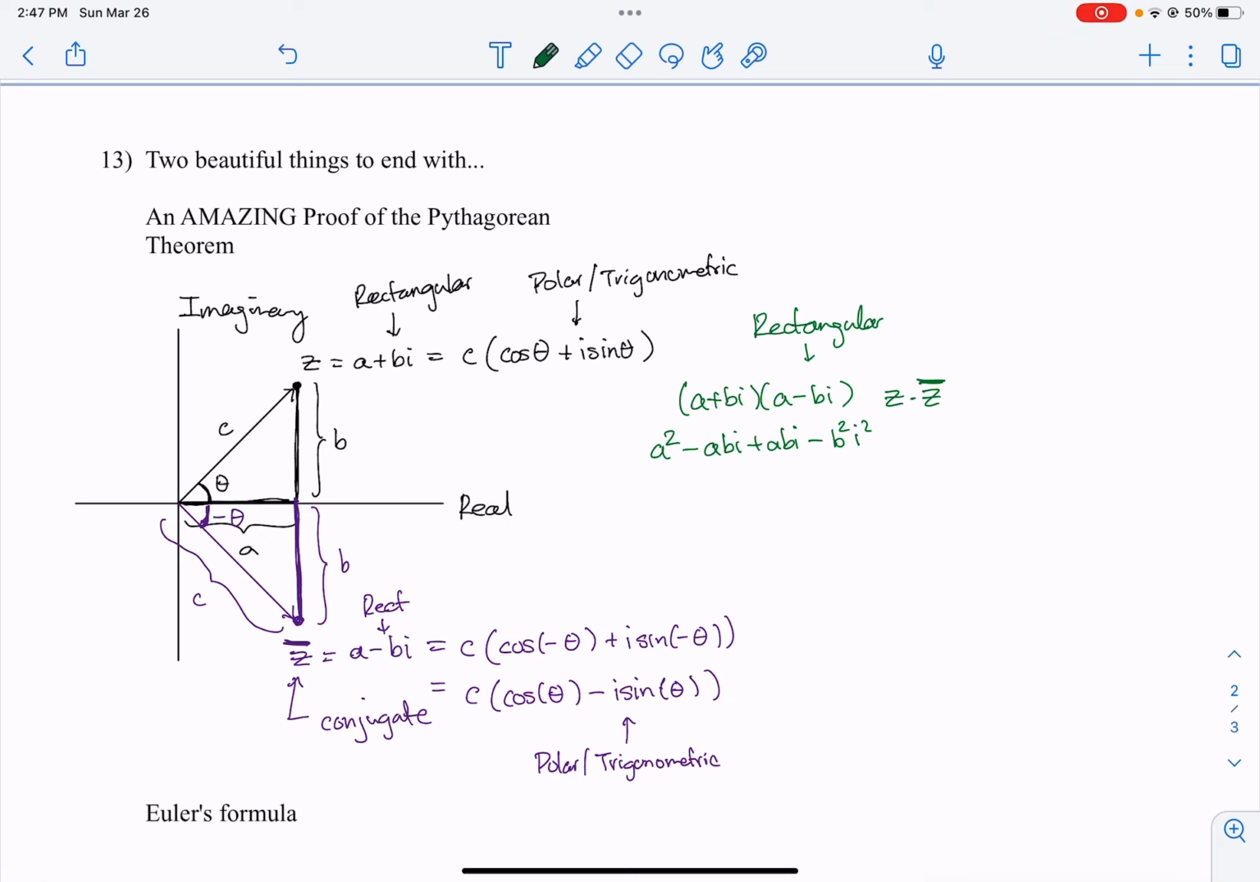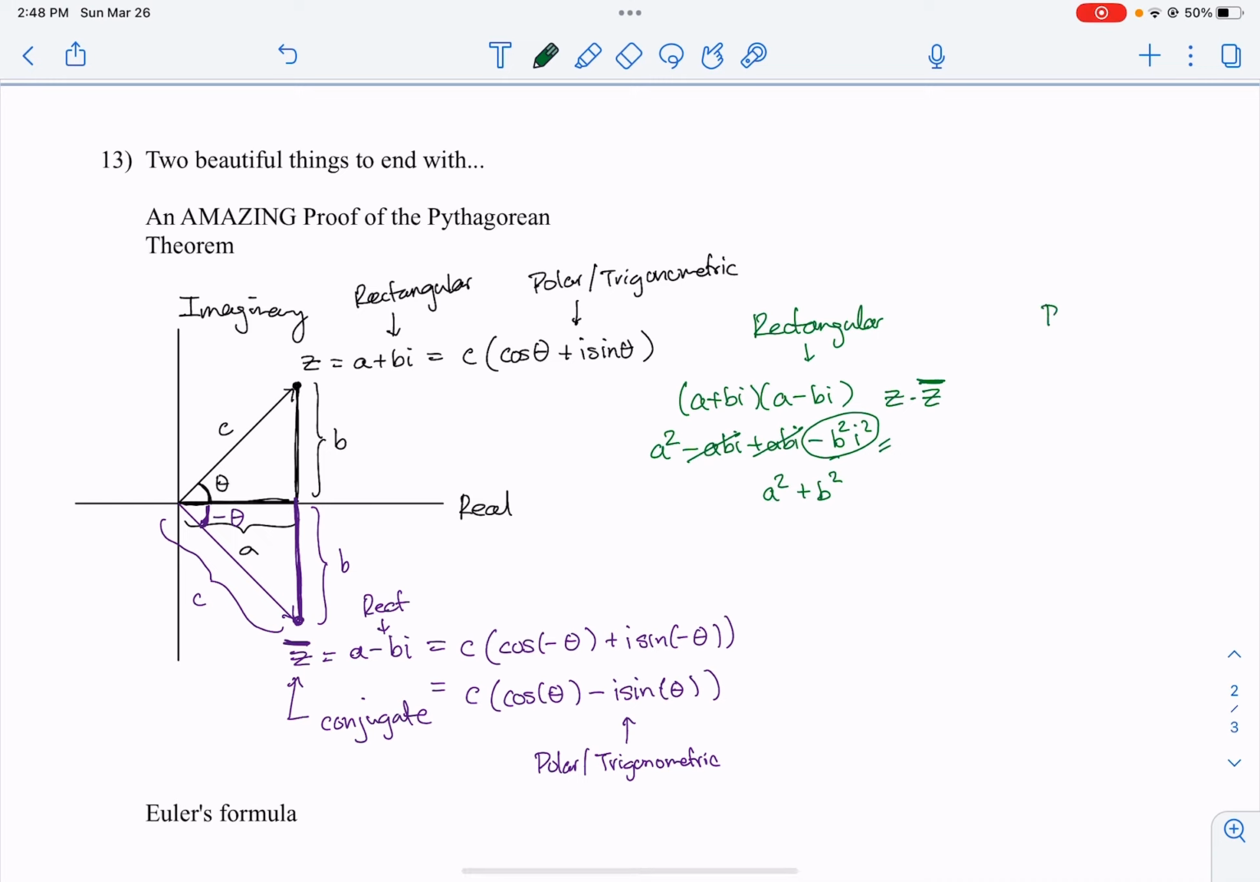Now those two middle terms cancel out, and if you notice, this minus b squared i squared, remember i squared is negative 1, and we have another negative there, so that's going to turn into plus b squared. Think about that if it doesn't make sense to you. The a squared goes here, so in rectangular form, you have a squared plus b squared. This is one version of how to calculate z times its conjugate.